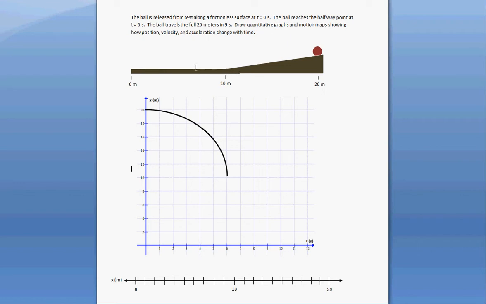It will move at a nice steady rate from 10 to 0. So we're going to see position change at a nice steady rate from 10 to 0 over the course of 3 seconds. So that's going to look like a nice steady line here.